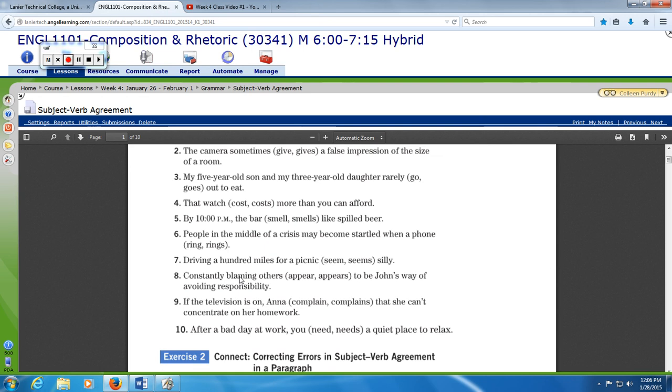So, blaming is your, well, actually, let's just make this a phrase. Blaming others. That's one of those gerunds, because blaming others is the subject. We think blaming is a verb, but it's not. In this case, it's a gerund, and it's acting like a noun. Okay? Blaming is the subject. Now remember, a gerund phrase is a singular noun. Blaming others appears to be John's way.